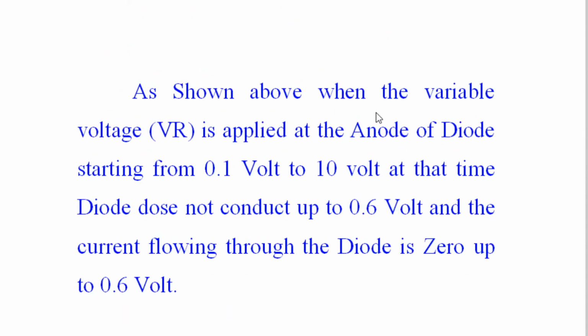As shown in the above diagram, when the variable voltage VR is applied at the anode of the diode starting from 0.1 volt to 10 volt, at that time the diode does not conduct up to 0.6 volt. This is important. At that time the diode does not conduct up to 0.6 volt, and the current flowing through the diode is 0 up to 0.6 volt.